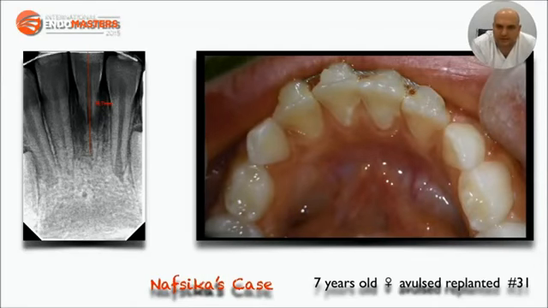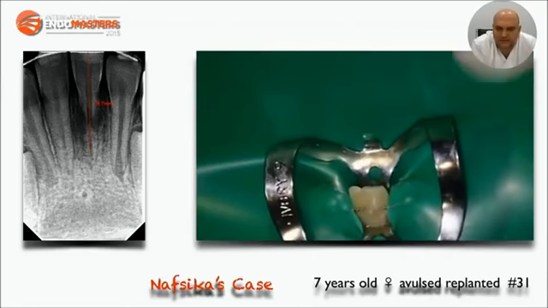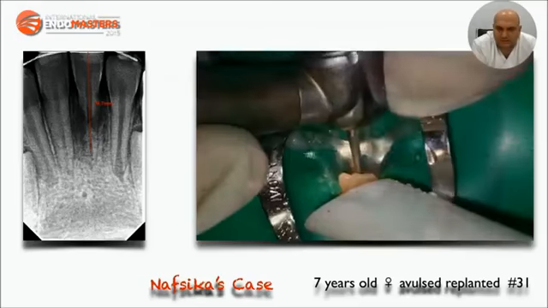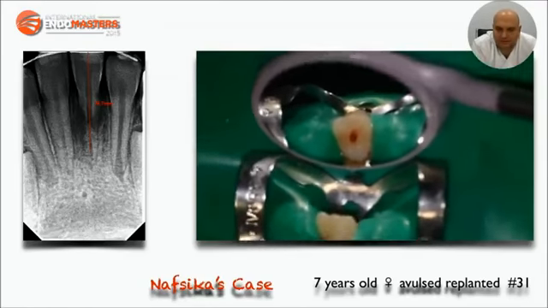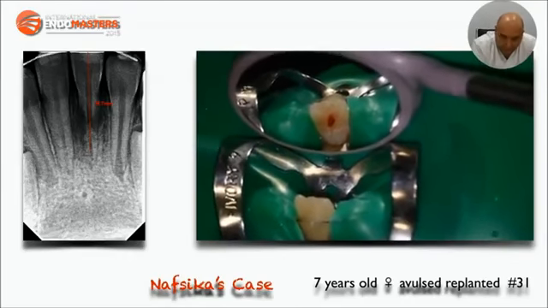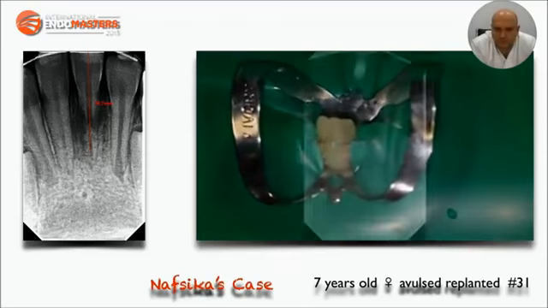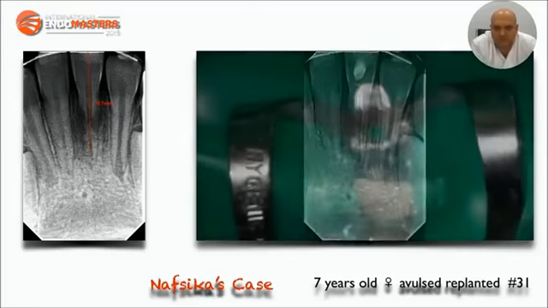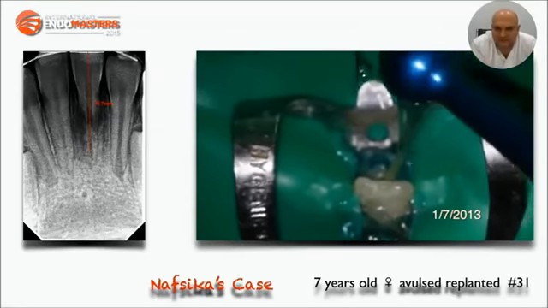If you remove the splint now, the tooth is highly mobile. I'm trying to assess little Nafsika's wide canal, and this is what I've got. Blood draining from the wide canal. This was the first appointment, and little Nafsika was not that cooperative. She flipped out, so I had to close some calcium hydroxide inside the cavity and reschedule.